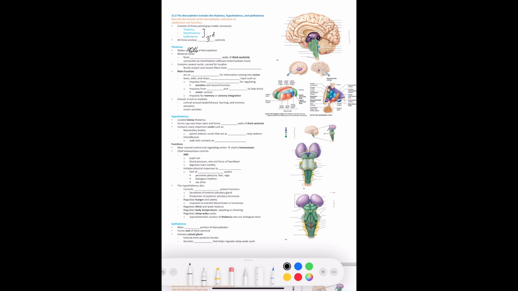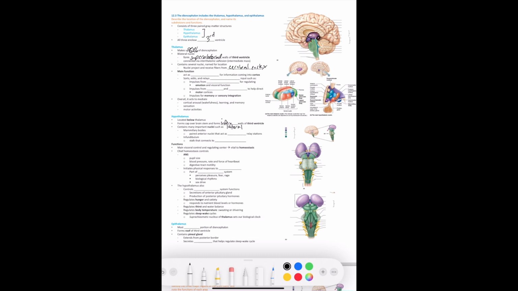The thalamus is a bilateral nuclei that is going to form the superolateral walls of the third ventricle. Therefore, the hypothalamus is going to form the inferolateral walls of the third ventricle. It's below it. The thalamus contains several nuclei that are named for their location, and these nuclei project and receive fibers from the cerebral cortex.